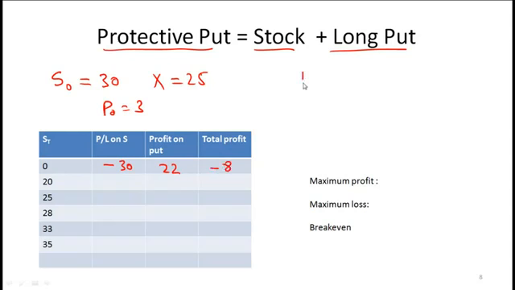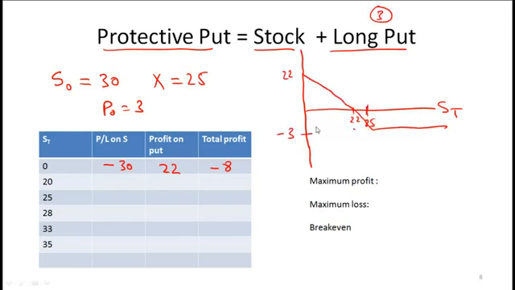And again, I'm going to use this space to draw the payoff, actually the profit diagram. So here is the profit diagram for the long put. So this is our payoff diagram for the long put, where we have a maximum profit on the long put of 22, which happens if the stock price goes down to 0, and the maximum loss is 3. The break-even point is 22.